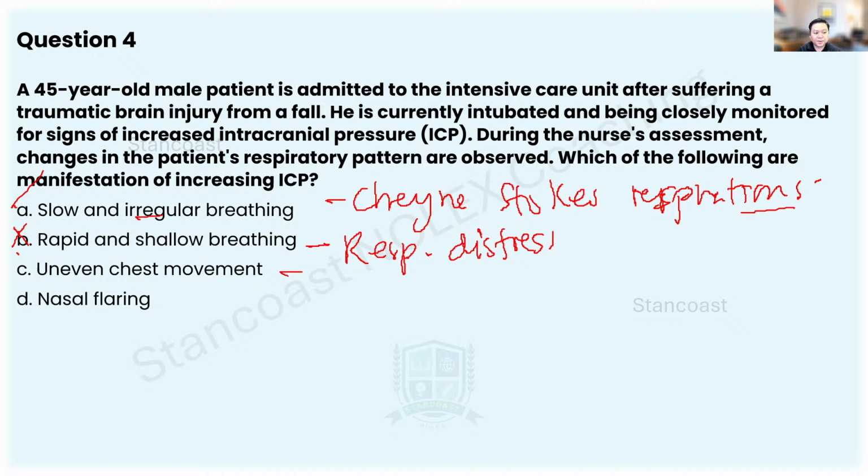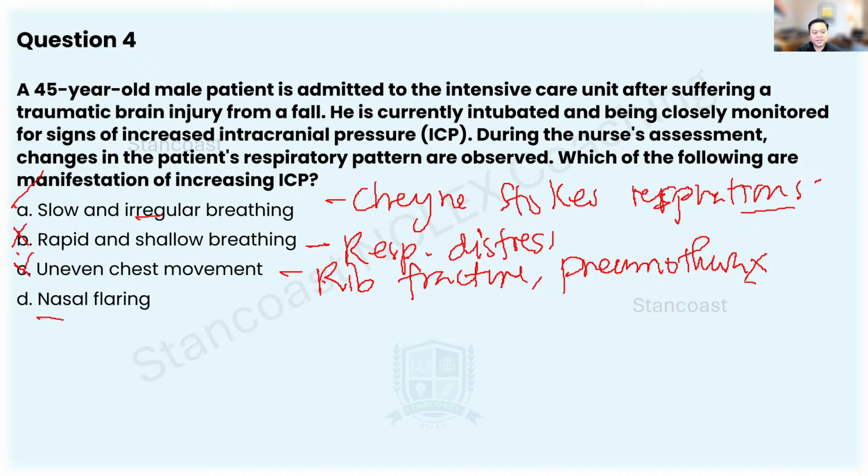Paradoxical, or let's say asymmetrical chest movement. What do you think about the uneven chest movement? This could be related to rib fractures, right? Or pneumothorax. Yeah. This indicates rib fracture, pneumothorax. And it's not going to be specific to the increasing ICP as well, right? Let's take that down. What about nasal flaring?